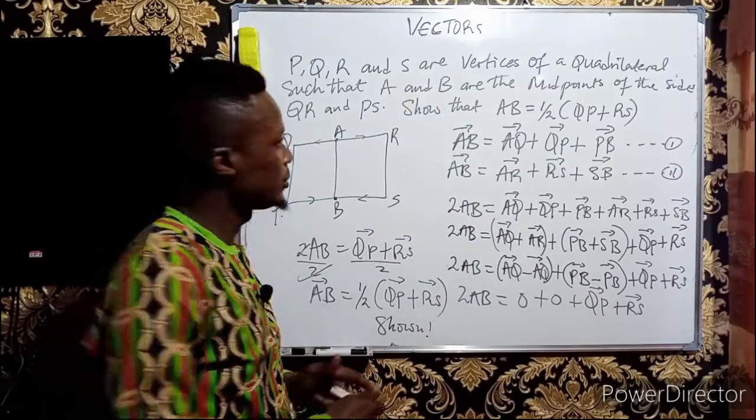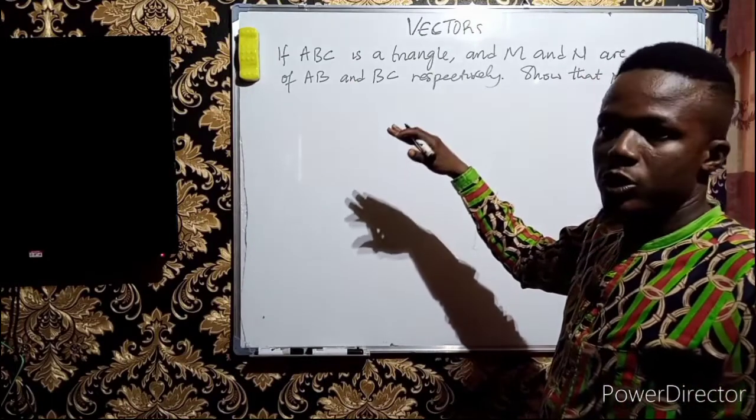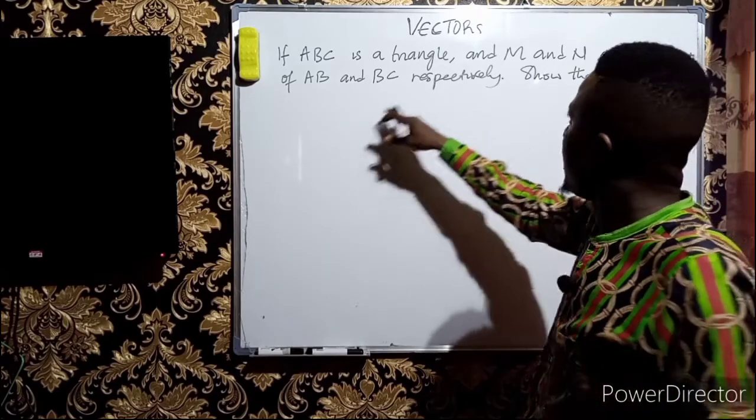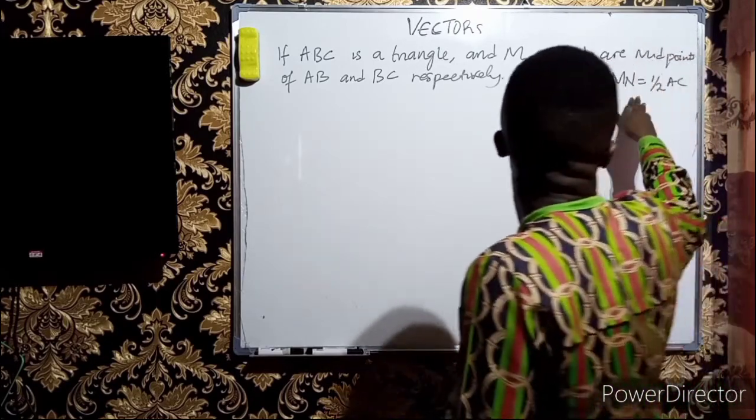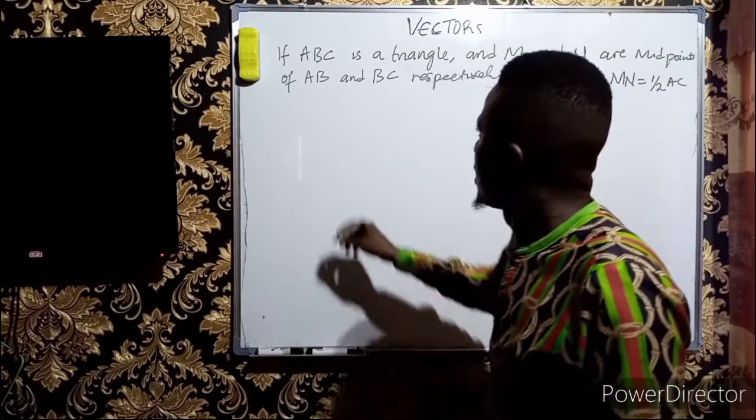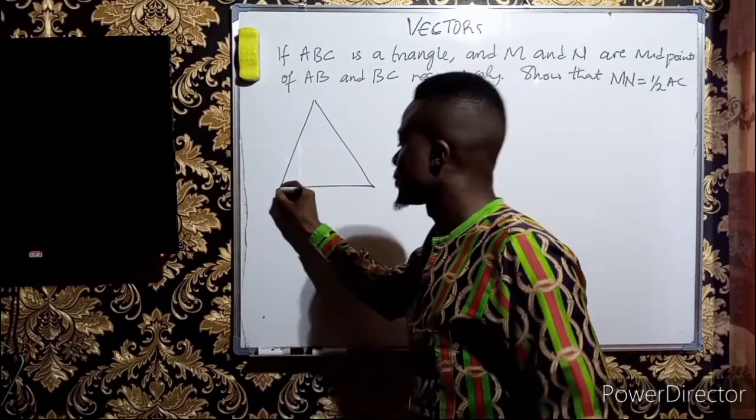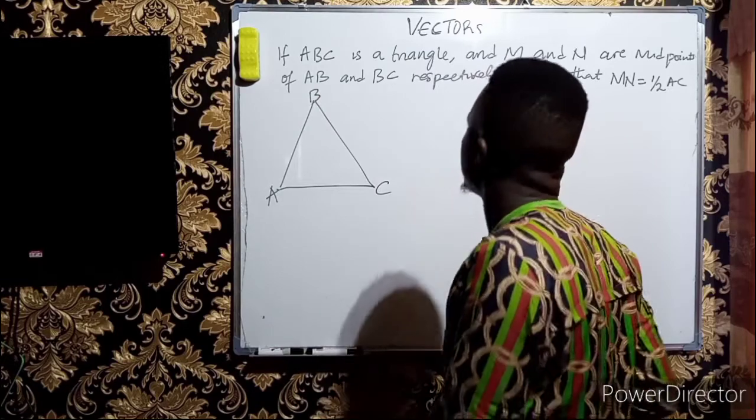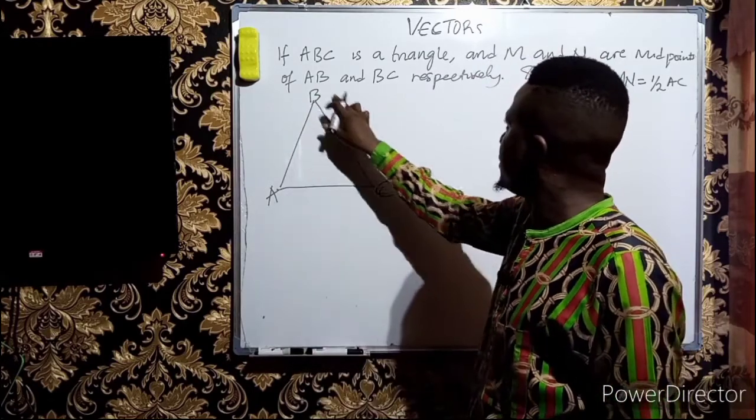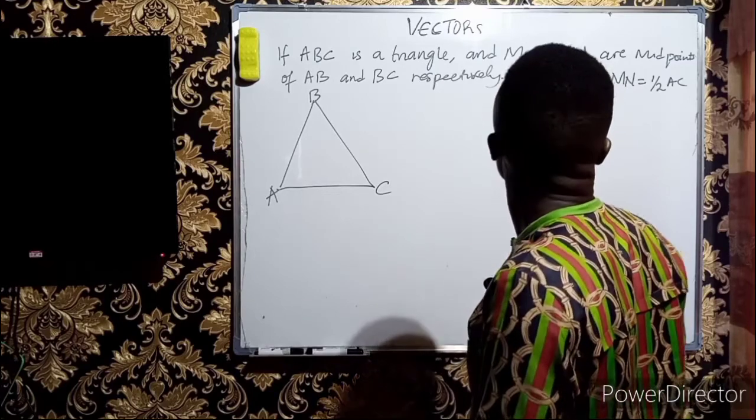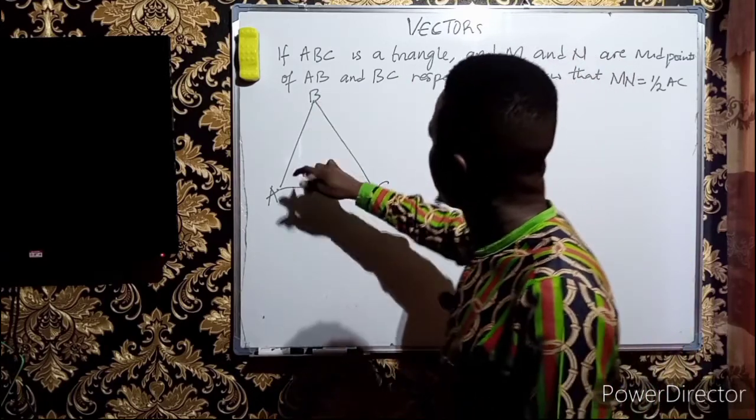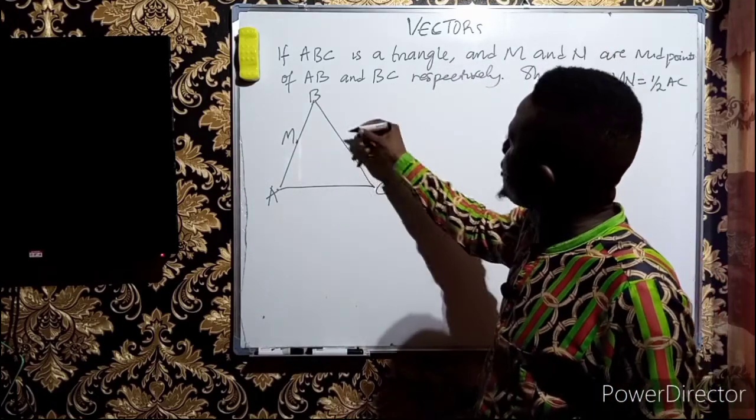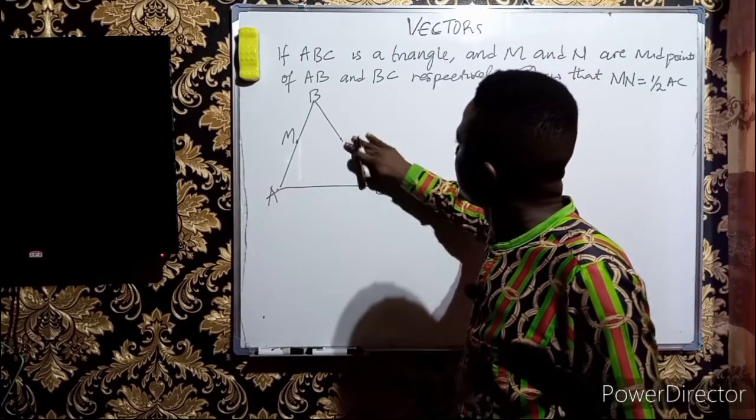Let us take one more question. The next question says, if ABC is a triangle and M and N are midpoints of AB and BC respectively, show that MN is equal to half AC. So let's assume that this is the triangle in question. Here is A, let here be B, and here is C. M is the midpoint of AB, so here is M, and N is the midpoint of BC, so here is N.